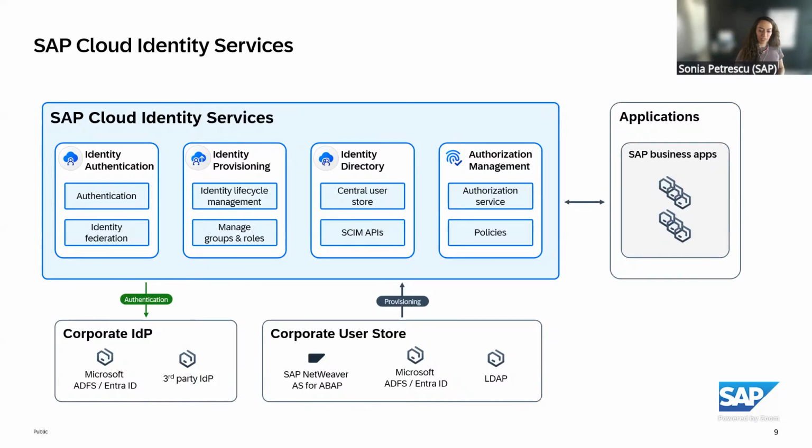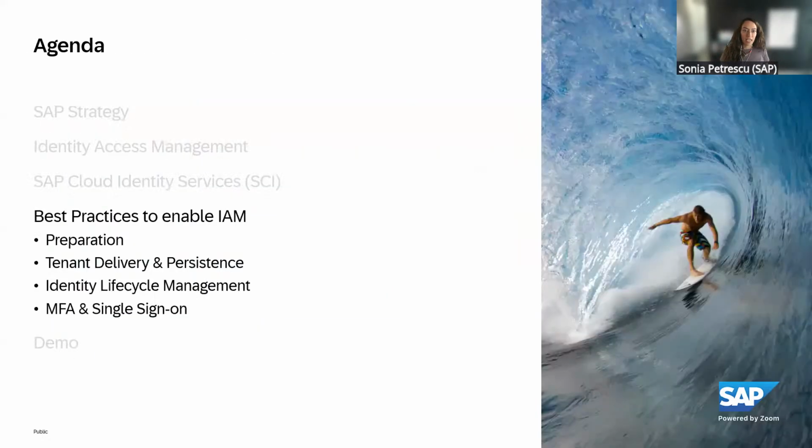Now, we will look at the next slide and see what is on the agenda going forward. So now that you have learned a bit about why we need the cloud identity services and what they are, going further, we will look at the best practices for IAM. We'll go through preparation, then delivery, persistence, why we keep recommending you to do so, the lifecycle, and the single sign-on aspects. At the end, you'll have some demos as well. So let's look at the next slide.